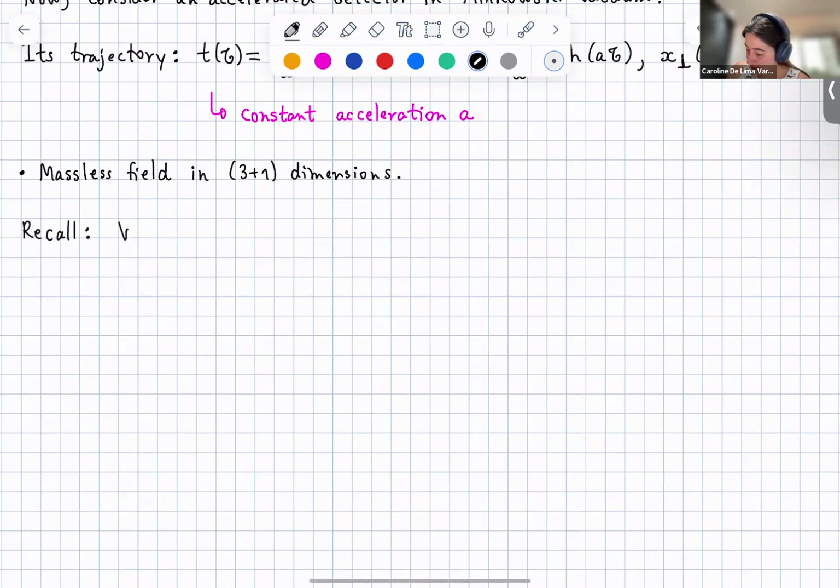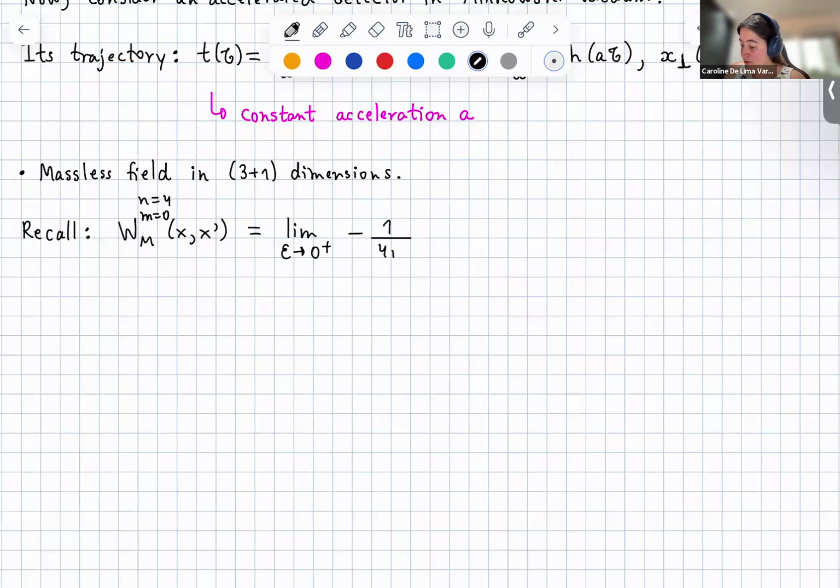What is the Wightman function for a massless field, n equals 4? I think by the end of the lecture, you're going to memorize this. It's going to be the limit of minus 1 over 4 pi squared times 1 over (t minus t prime minus i epsilon) squared minus the norm of (x minus x prime) squared.